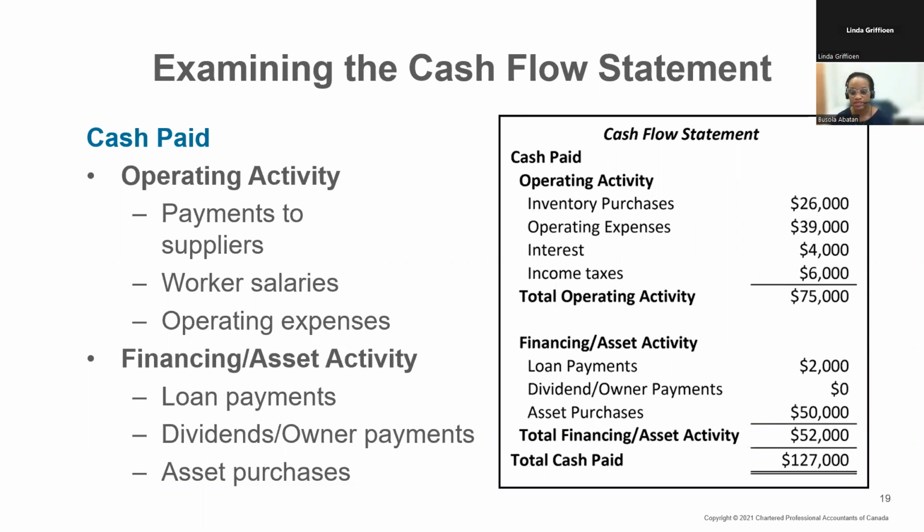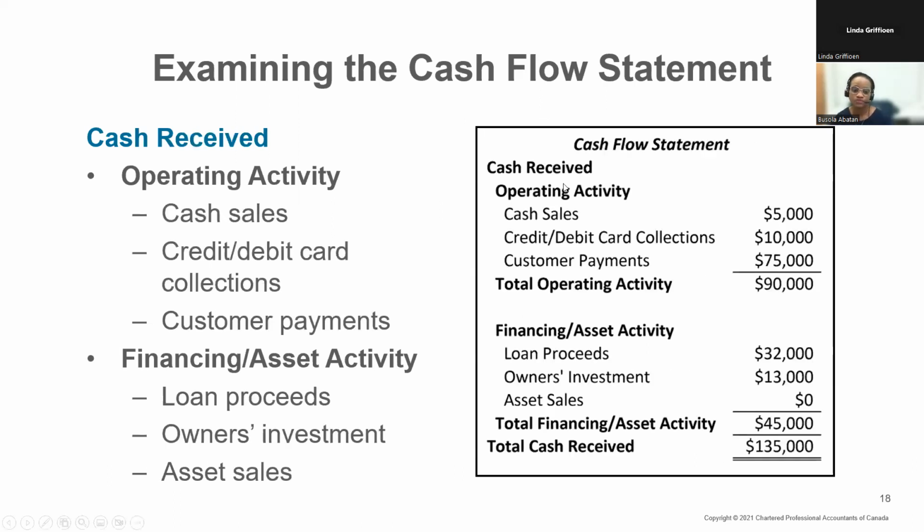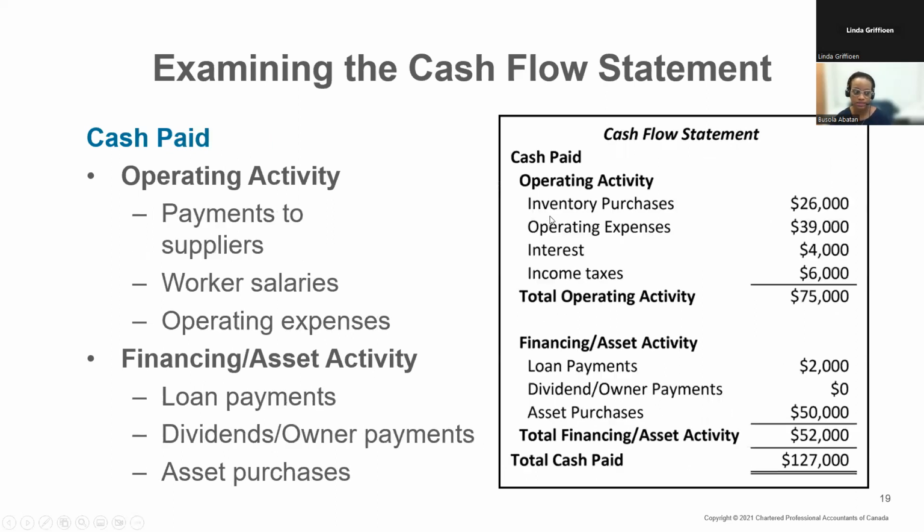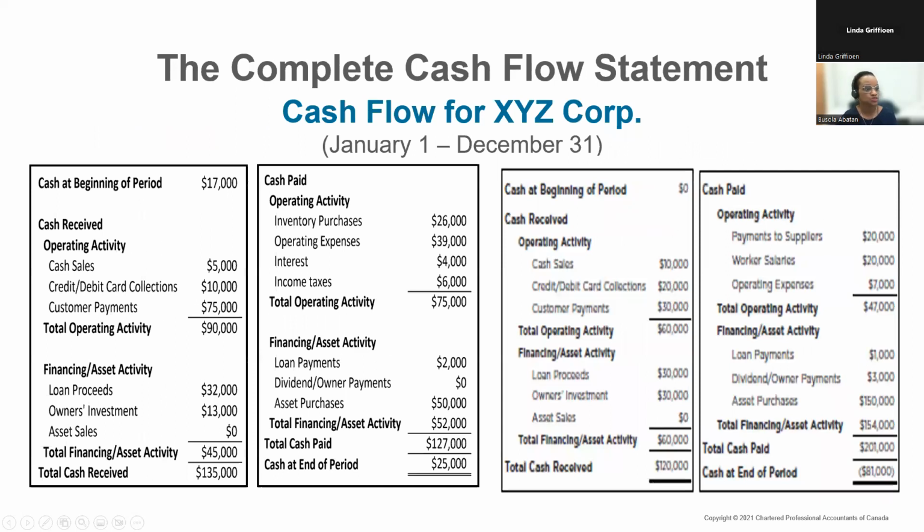Now, on the previous slide, we showed that the business was obtaining a $32,000 loan from the bank, as well as $13,000 from the owners. They had put that in. On this slide, we see that they spent this to purchase additional assets. Maybe they got new equipment. So I'm going to go to the next slide, which will show two types of cash flow statements.